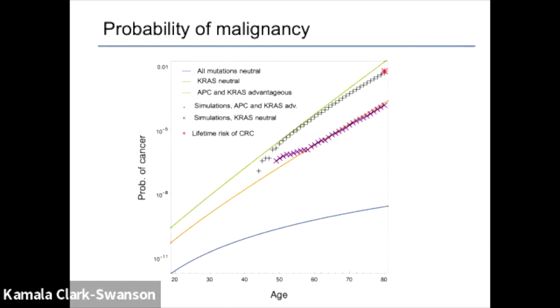Even if we assume that just APC has selective advantage, being the strongest driver with the strongest selective advantage, this is still 2 orders of magnitude too low. So we really do see the need for both APC and KRAS to have selective advantage. And then we see that our simulation results, the top ones, do agree well with the colorectal cancer prevalence at age 80.